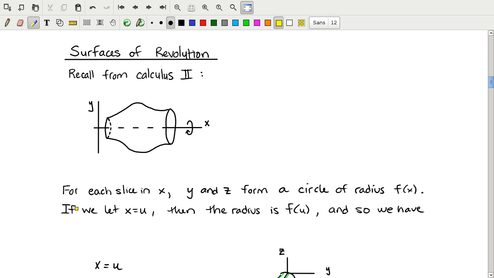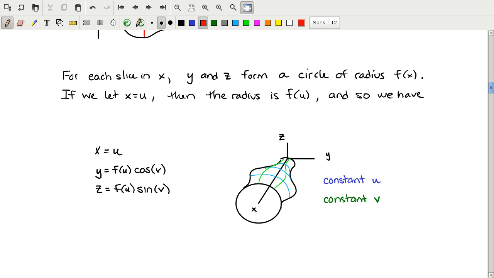To figure out the equations, we recognize that every time we slice in x, so if we pick a value of x and we slice through this surface, then we get a circle of radius f of x at that particular value of x. So if we let x equal some value u, then the radius is f of u. And so why don't we just set x equal to u? Then how do we describe a circle in y and z?